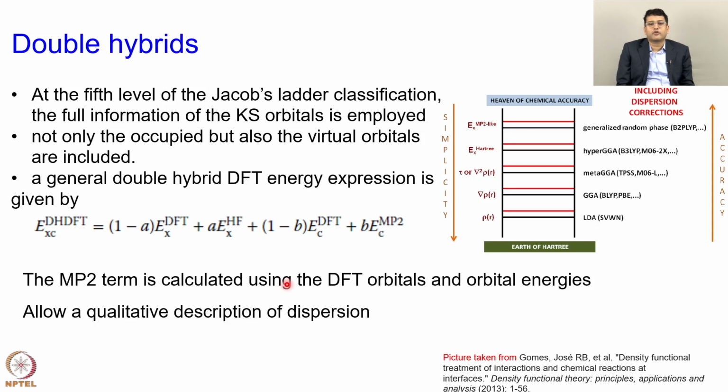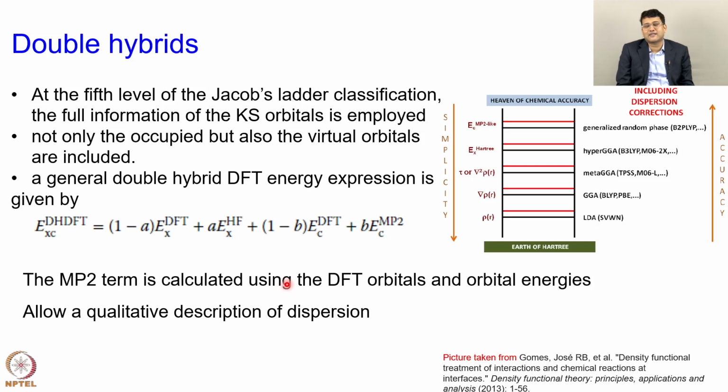Now, the advantages: double hybrid results are generally very accurate. Sometimes they can go up to CCSD(T) level accuracy or approach that. And the second advantage is that it allows you to have a qualitative description of the dispersion.